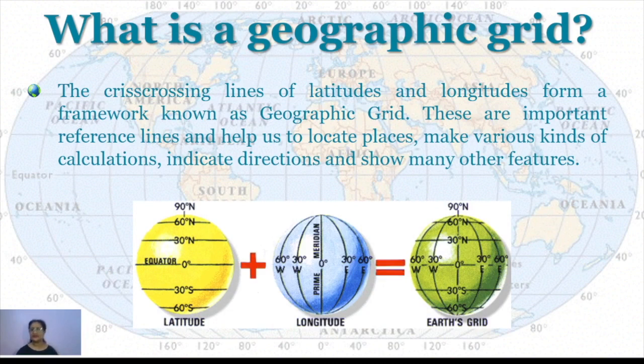We can define it in this manner, that it is just a network, or the crisscross of the lines of latitudes and longitudes. Or the other way we can say it's a framework of the crisscrossing lines of latitudes and longitudes on a globe. That is called the geographic grid. So the network which is formed, that is called the geographic grid.